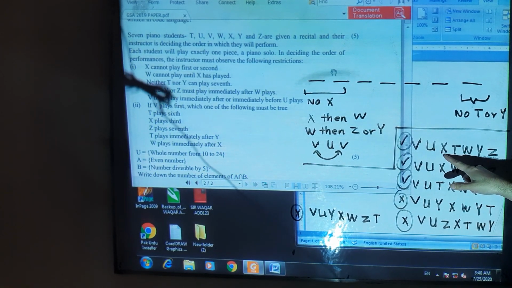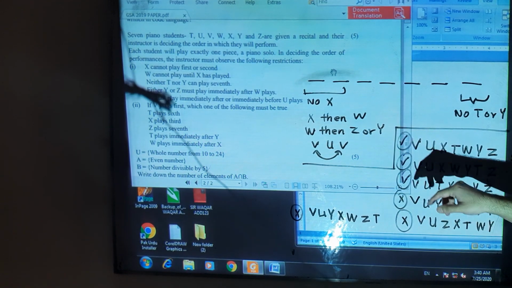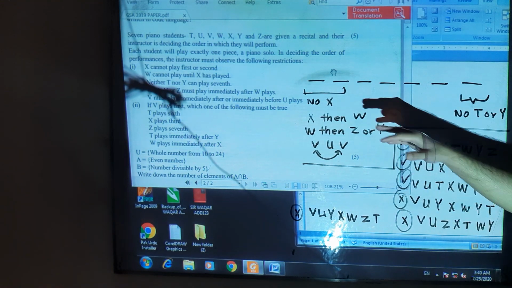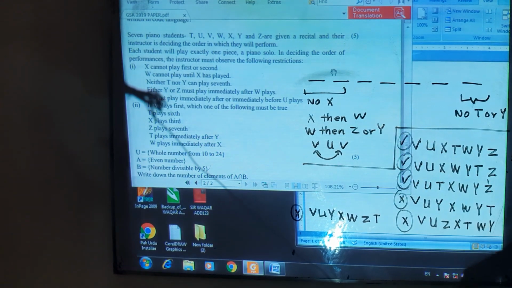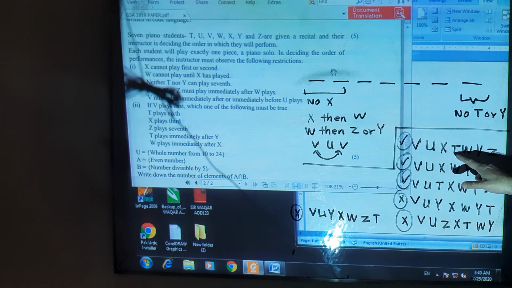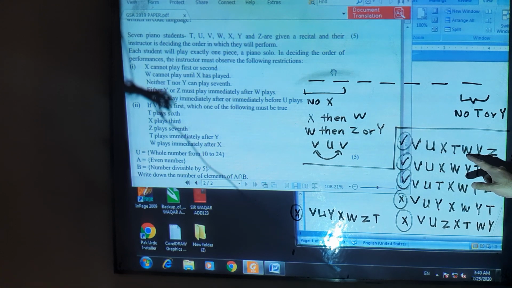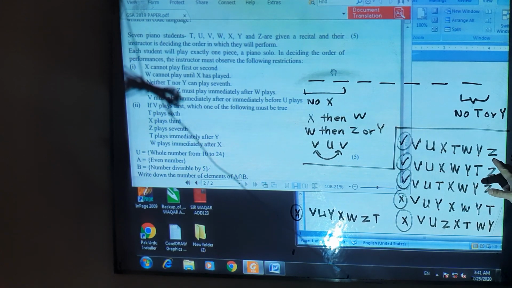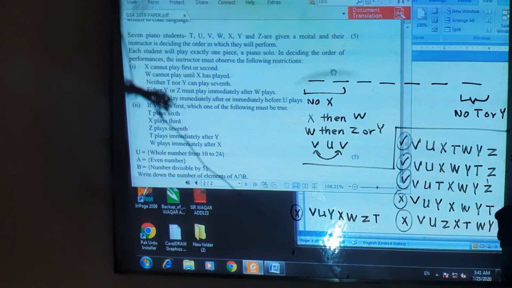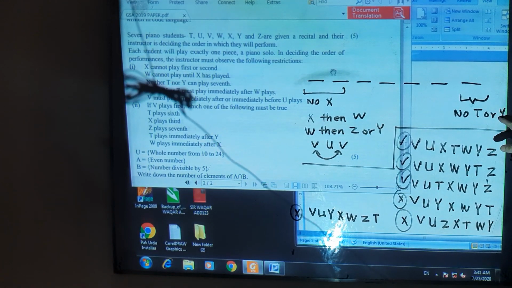Let's suppose X is at 3rd place. Then after X you can have W, but it is not compulsory that after X there must be W. It is just told that after X you can have W. So after X there is W, but you can have T after X. This is not compulsion. Then W will be followed by Y or Z, any one of them. No, this order is correct according to the given condition. This is correct. And at the 7th place there should be no T or Y.